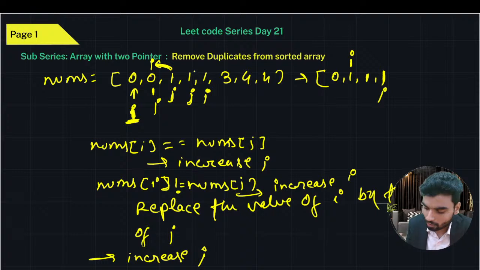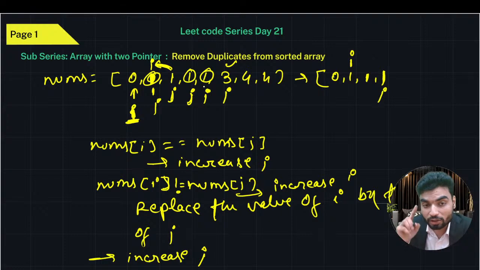Again you will check the value of I and the value of j, because this has been updated to 1. You'll see they are equal. Yes, they are equal, which means increase j. Again, you will check with this one. Are they equal? Yes, they are equal because this has become 1, right? So now what you'll do? Again, you'll update j. So now see, this is different and this is different. When they're different, what you need to do? You just need to replace the value of I by the value of j.